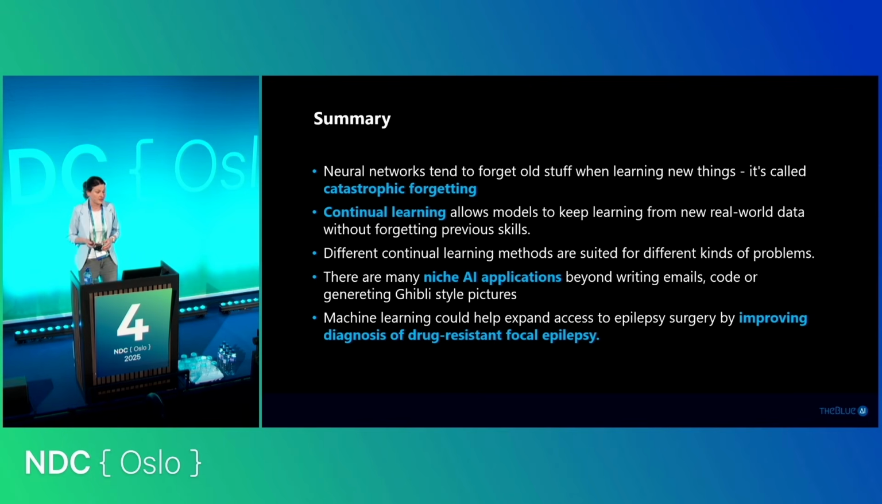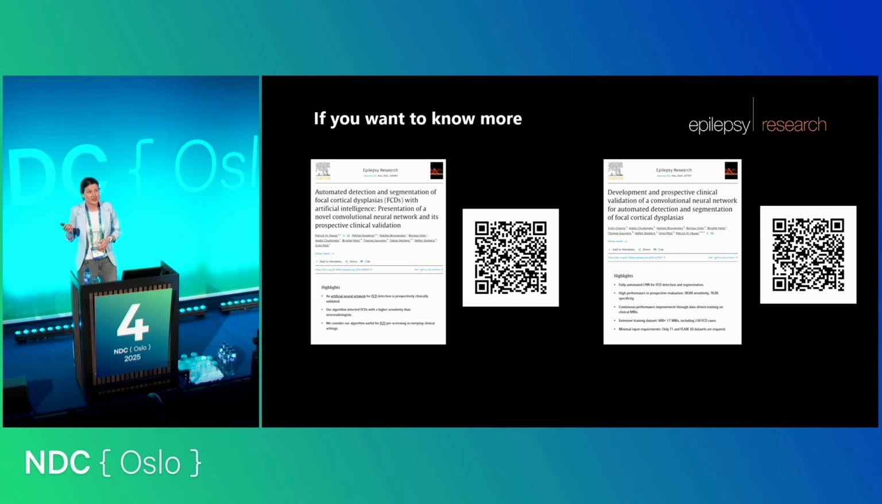And one of them is using machine learning to help expand access to epilepsy surgery and improve the diagnosis of drug-resistant focal epilepsies. If you would like to learn more, especially about our data set, the details of the neural network, and our results, we have published two scientific publications in Epilepsy Research, which is one of the most renowned journals when it comes to epilepsy worldwide. I also had a thought that machine learning is probably one of the areas in computer science where you can still write scientific papers, and it's quite normal. But yeah, I encourage you to take a look if you want to learn more.